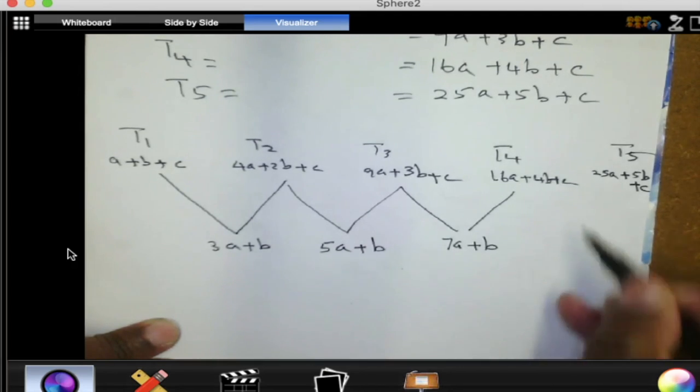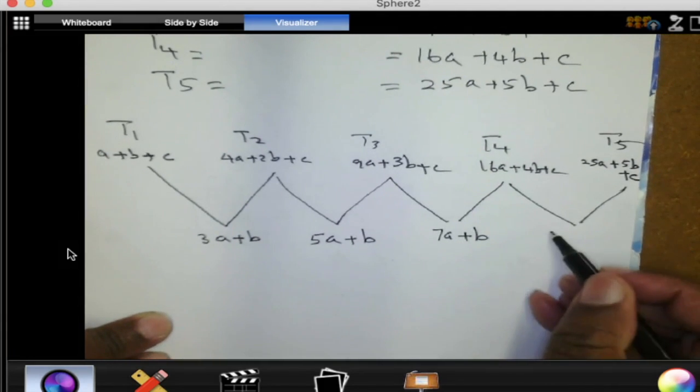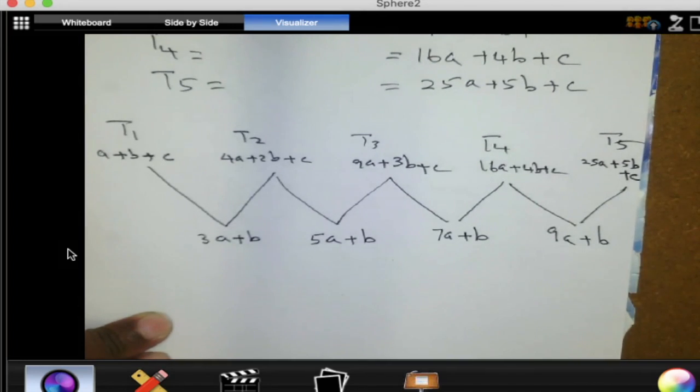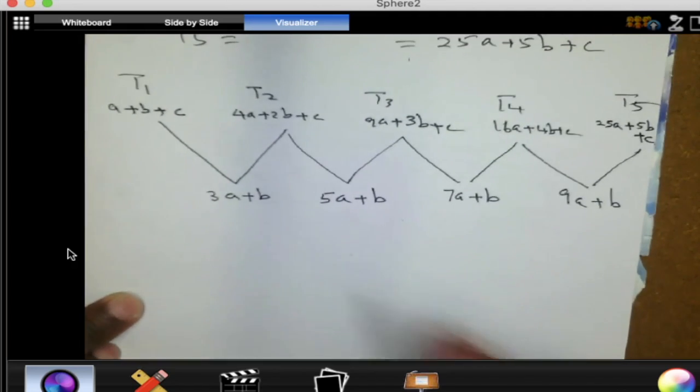7A plus B. Okay, good. The last one, T5 minus T4, 9A plus B. Do you see that the first differences are not the same? And this is because this is not a linear pattern. Now let's look for the second differences.